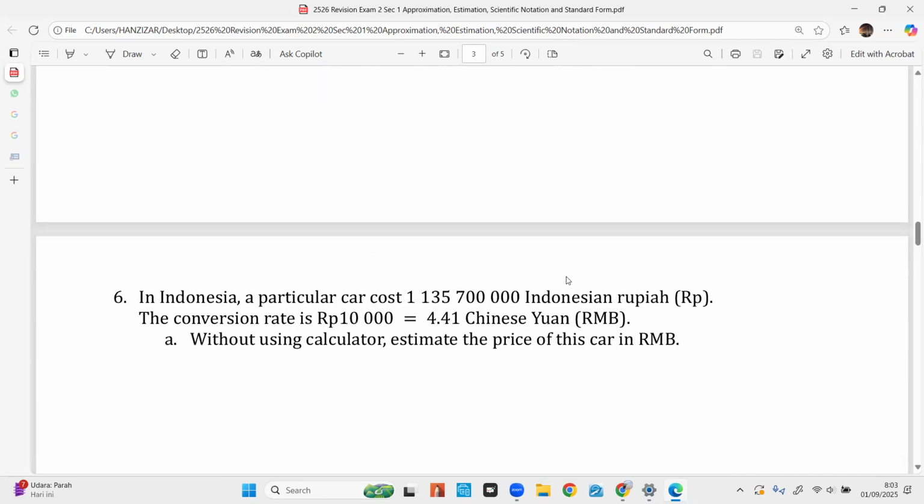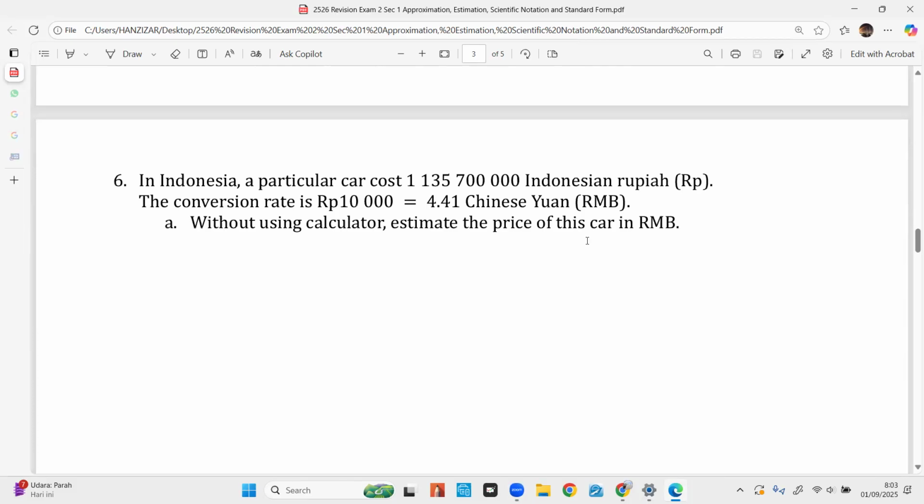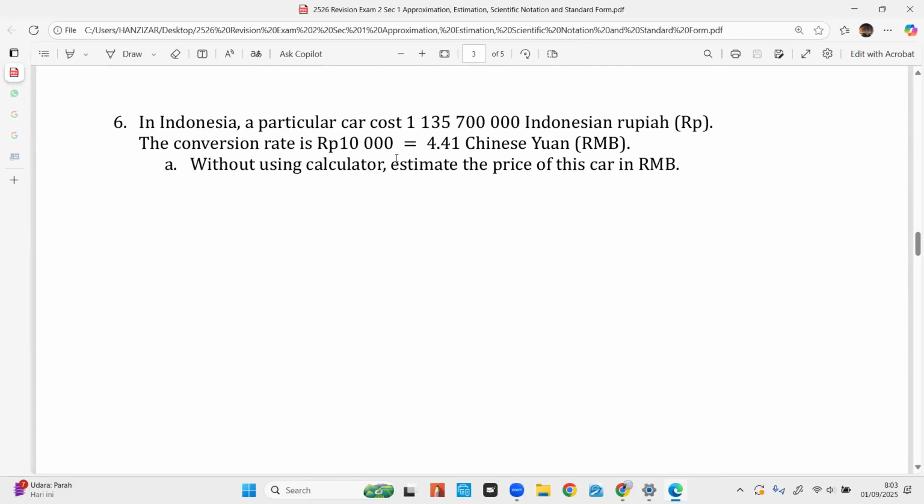And you try not to use calculator for every topic here. So without using calculator, try not to use it first. But for your exam, it will be held on 2 papers. First paper is non-calculator, and second is the calculator one.